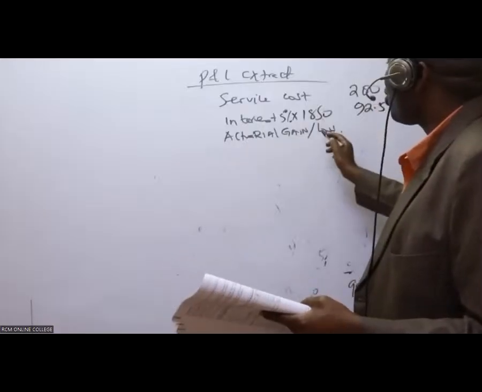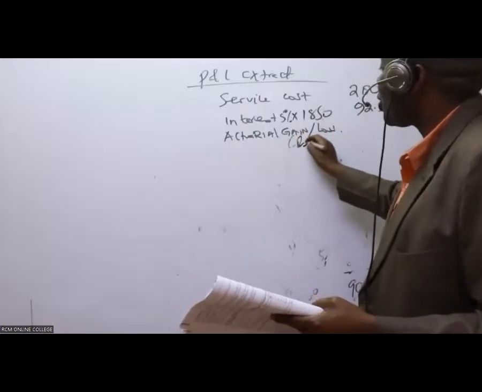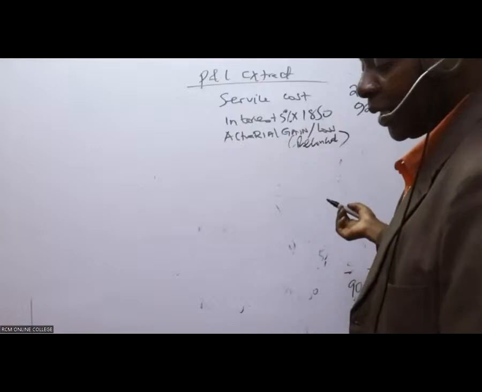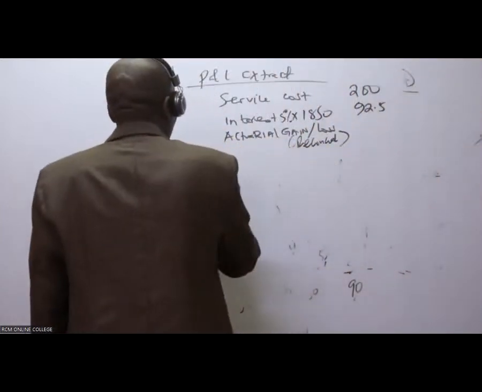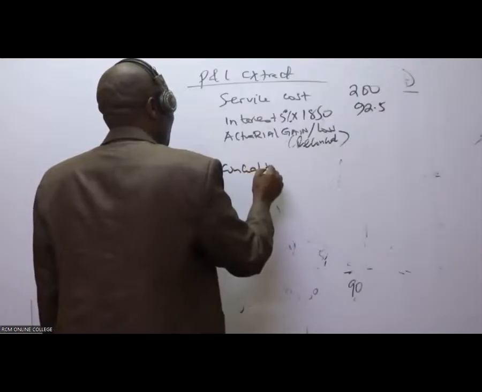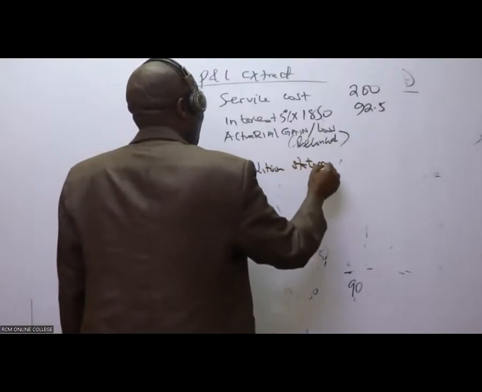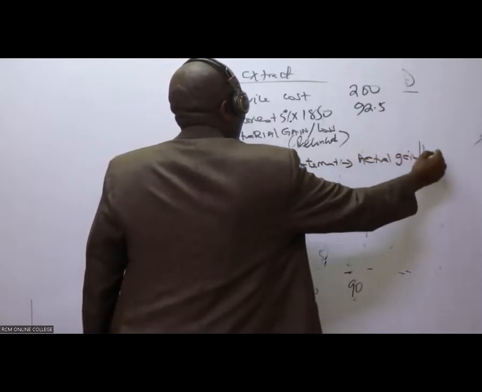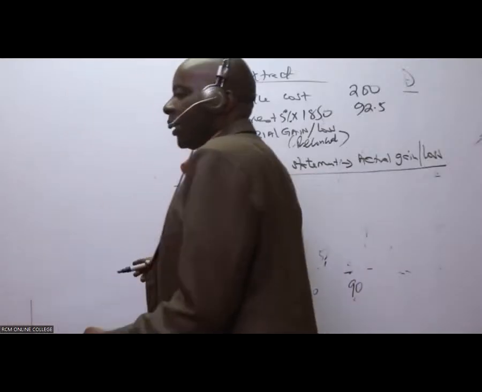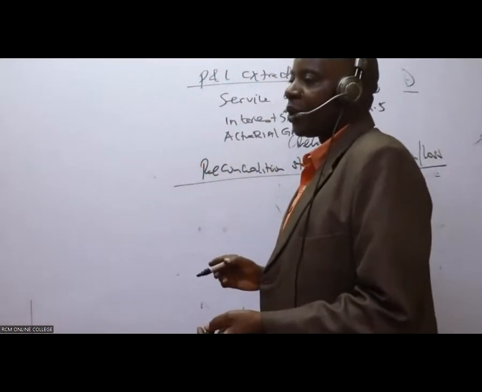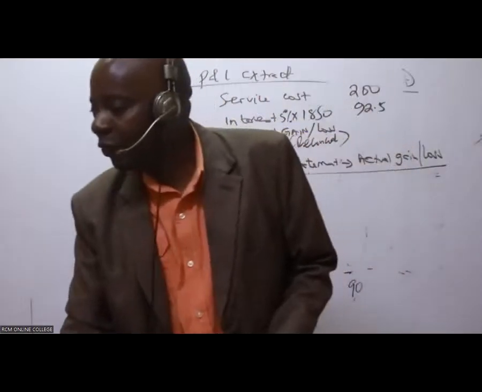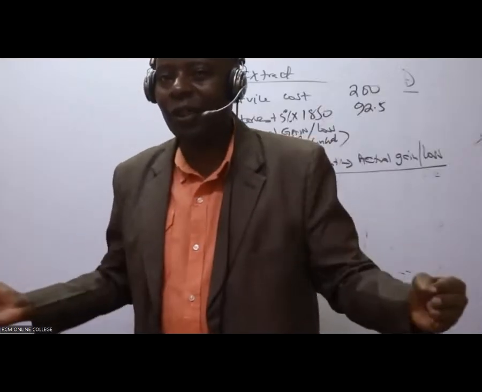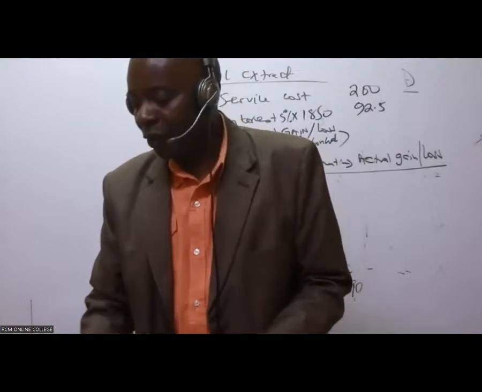Then for the actuarial gain or loss, I need the reconciliation thing, and this reconciliation is not very hard. So in this case, a reconciliation statement for purposes of getting the actuarial gain or loss. Give me, ladies and gentlemen, the movement from the beginning of the year to the end of the year.